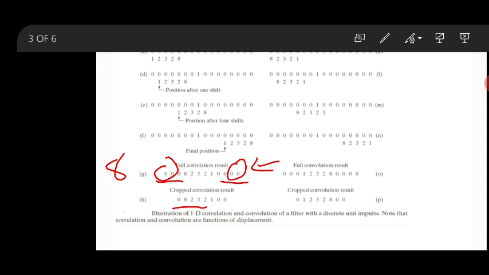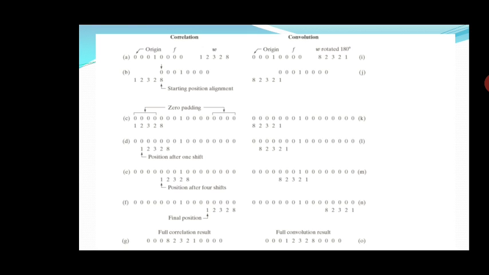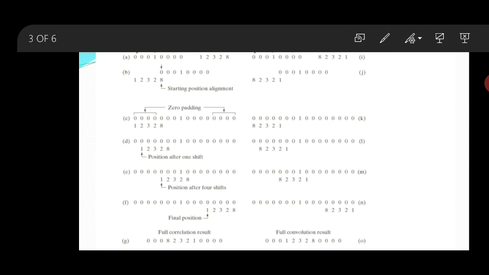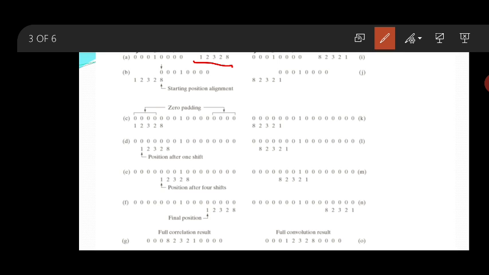Similarly, I'll go with the convolution. If you understood this one, it hardly requires a minute to go through this. Now the same steps here. In correlation, I flipped my result at the end. In convolution, we have to flip it in the beginning only. This is my W. What is the value? 1, 2, 3, 2, 8. In convolution, we flip it in the beginning only. When you flip it at the beginning, you need not flip it at the end for the convolution.